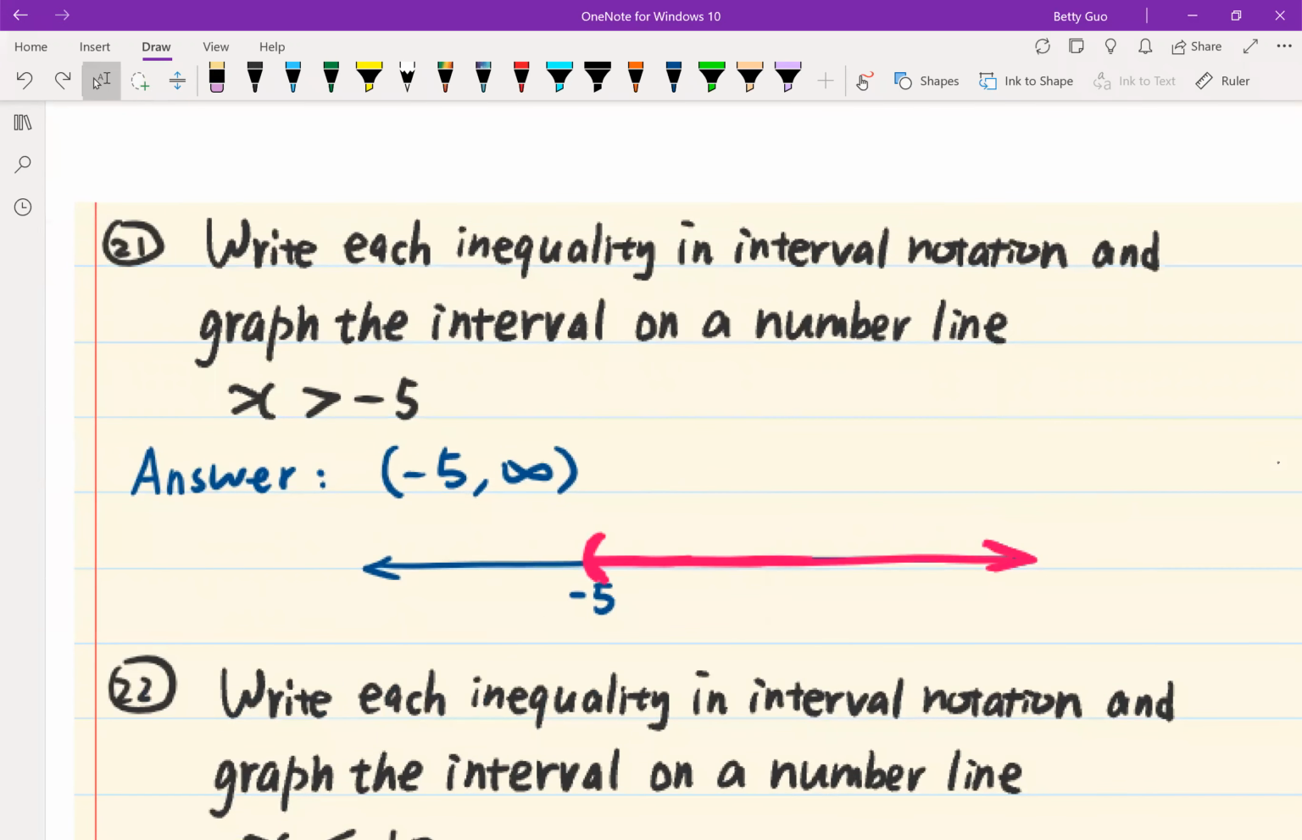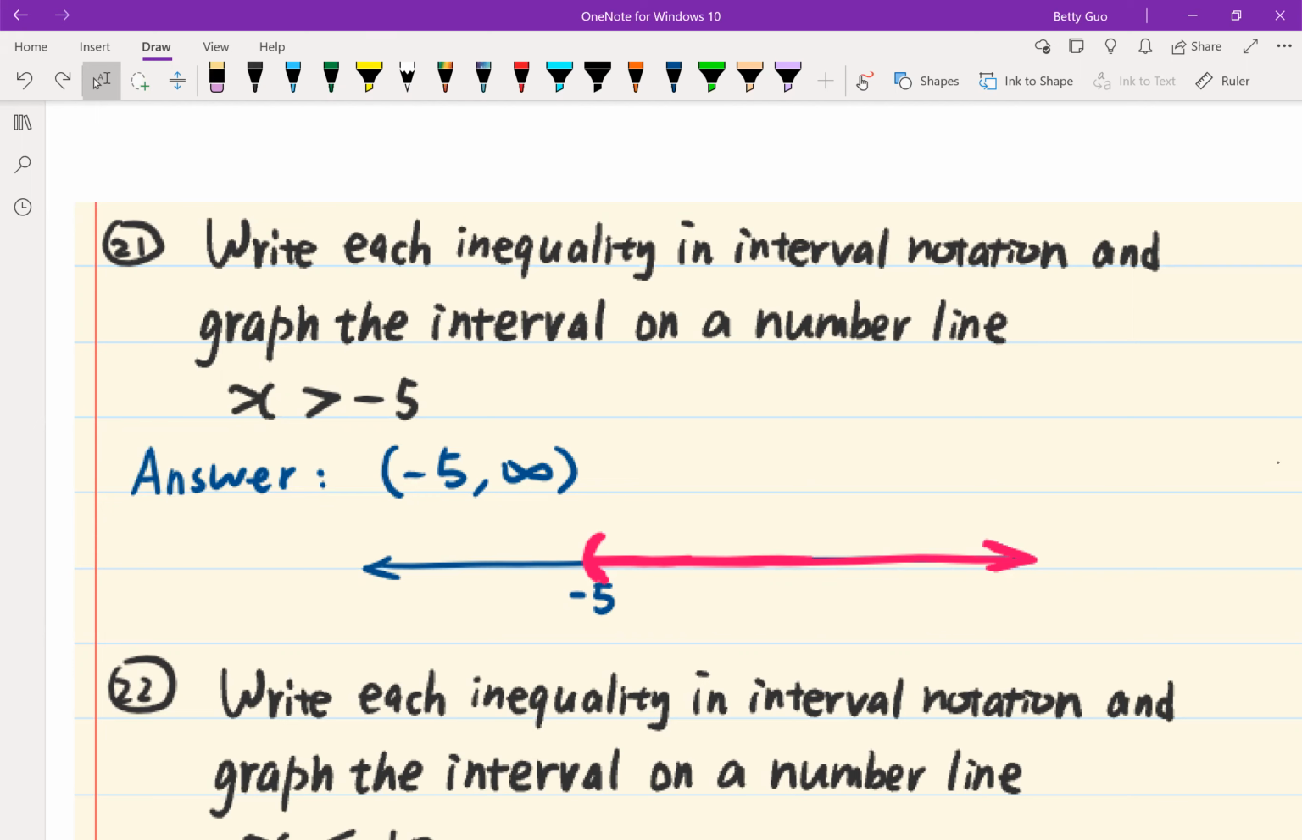Number 21. Graphing this inequality. Write each inequality in interval notation and graph the interval on a number line. X is bigger than -5. We need to graph all the real numbers greater than -5. So we go to the right? At -5, since -5 is excluded, we have a parenthesis. The interval is from -5 to positive infinity, open. Is that clear? Yes?